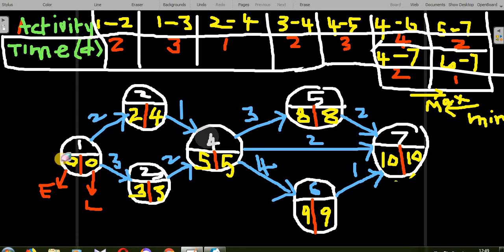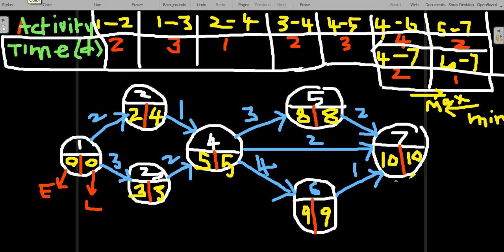Now, what is next? So that's all the calculations of earliest time and latest time for each and every activity, for events 1, 2, 3, 4, 5, 6, 7. We have calculated the earliest time and the latest time. Now, what is the critical path? That is very important. What is a critical path?